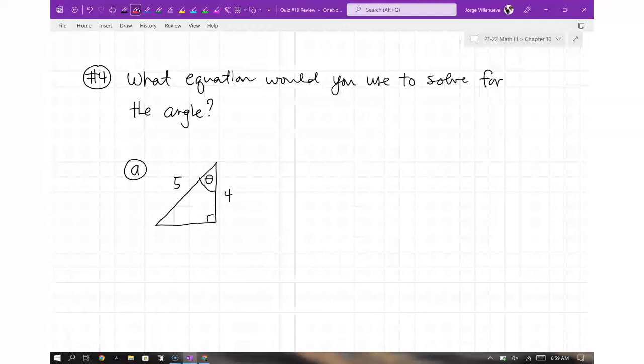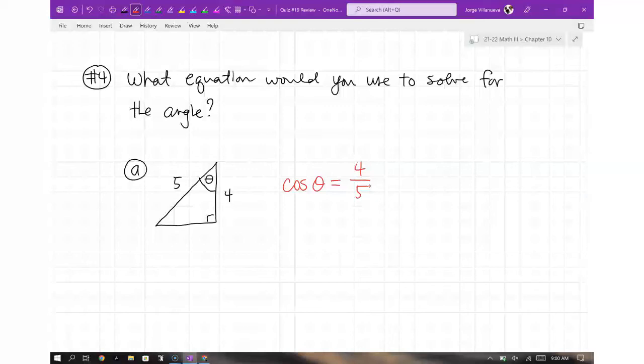Which side is missing? Which one doesn't have anything? The opposite. So that means I have the adjacent and the hypotenuse, right? So that's going to be cosine. That's 4 over 5. But that's not the right answer for what they want.